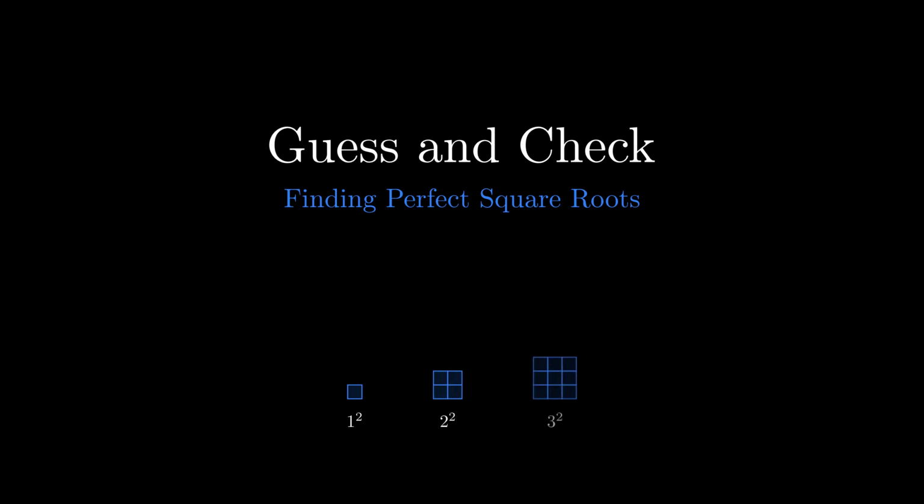How would you teach a computer to find the square root? It can't intuit the answer the way you might, but it can try every possibility faster than you can blink. That brute force strategy has a name: guess and check. Guess and check, also called exhaustive enumeration, works like this.